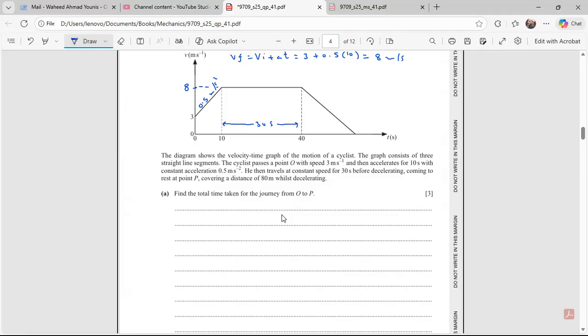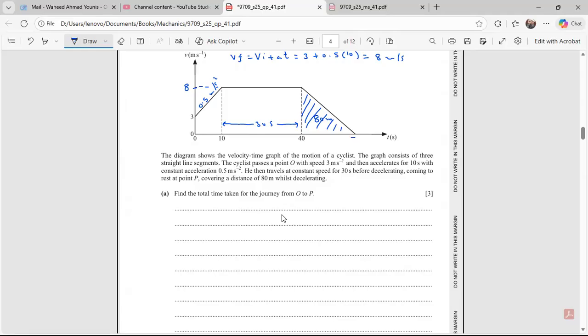Constant speed, okay. No, sorry. The cyclist passes through point O, and then accelerates for 10 seconds, then travels at constant speed for 30 seconds before decelerating. So this is the point when he's decelerating, his speed is becoming smaller now, coming to rest at P, covering a distance of 80 meters while decelerating. So while he's decelerating, the total distance he covered was 80 meters. So the area of this curve, this area, must be 80 meters.